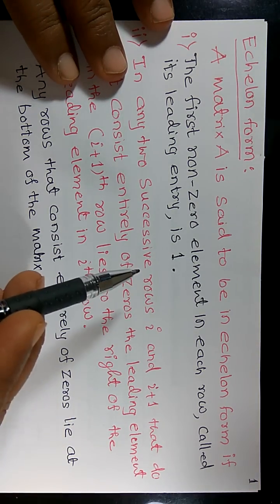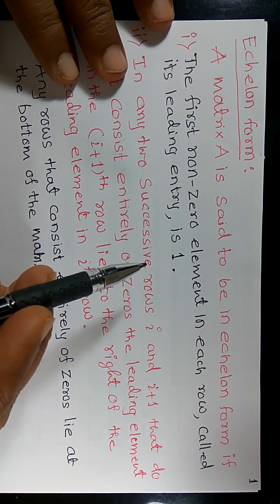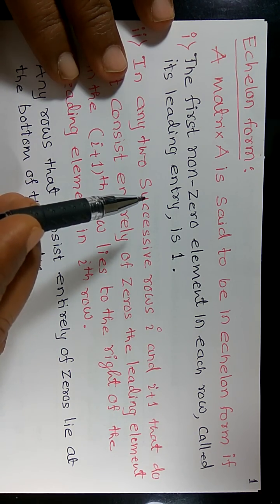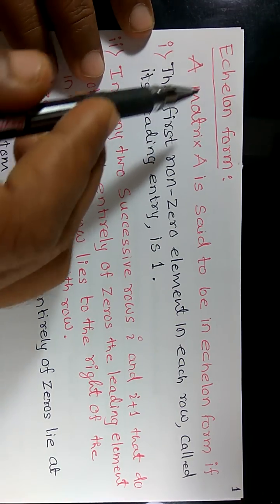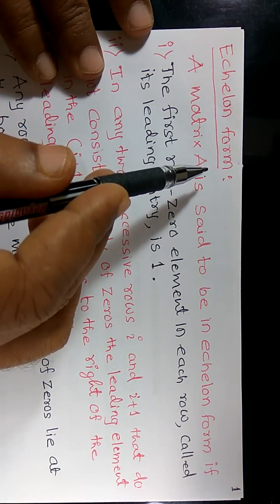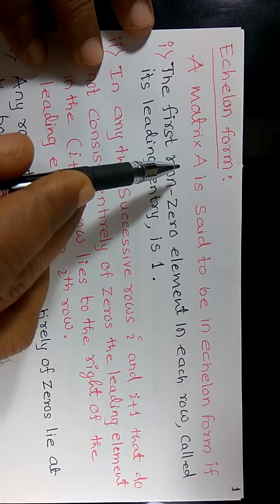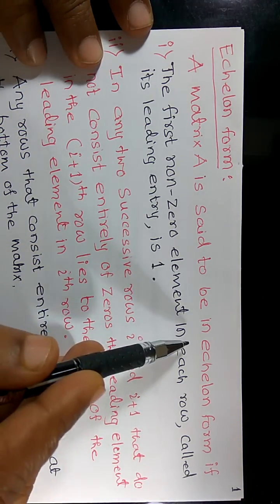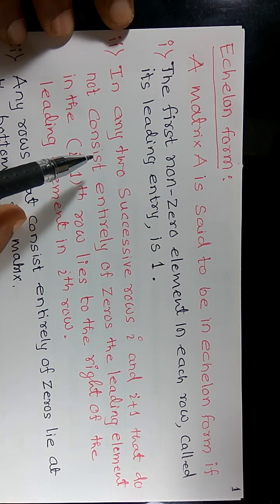Friends, in the last video, we calculated the rank of a matrix by using the normal form of a matrix. Now, I want to introduce one more form, namely Echelon form. So, you may ask, what do you mean by Echelon form? A matrix A is said to be in Echelon form if it satisfies the following conditions.